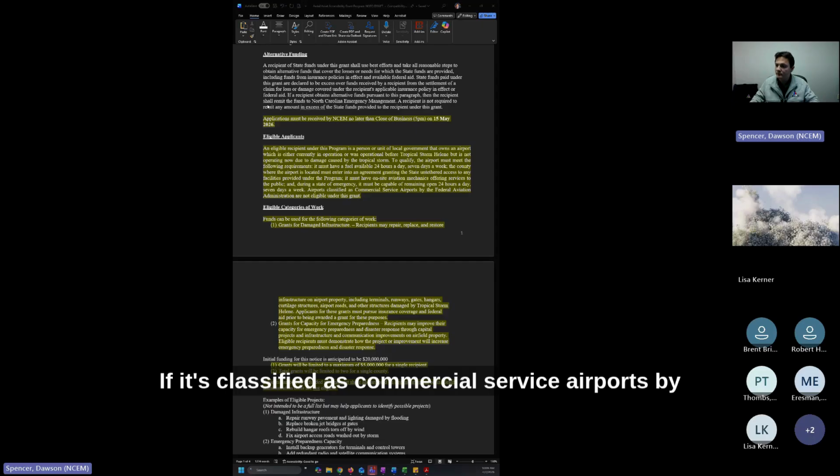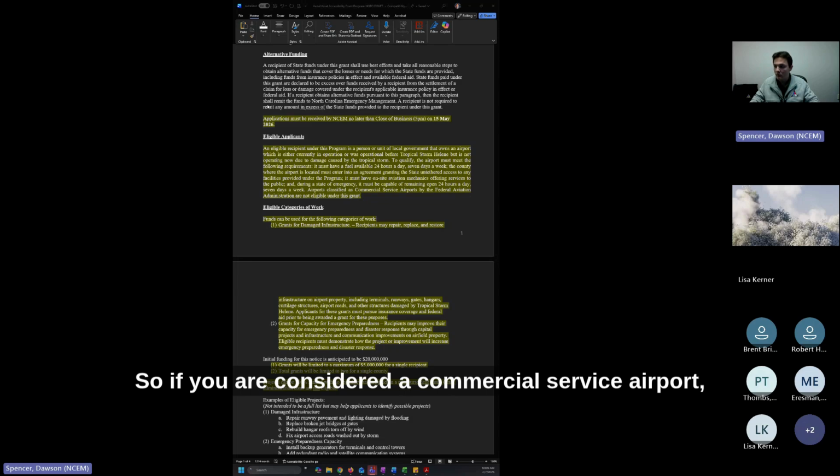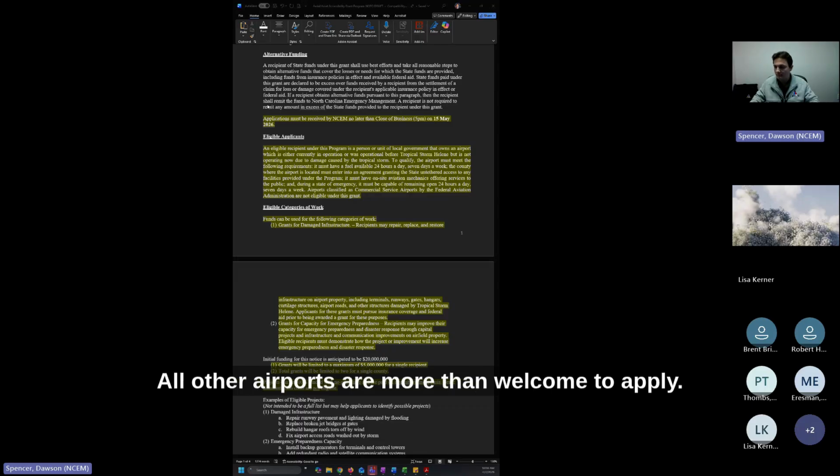Airports classified as commercial service airports by the FAA are not eligible under this grant. So if you are considered a commercial service airport, you are not able to apply for this grant. All other airports are more than welcome to apply.